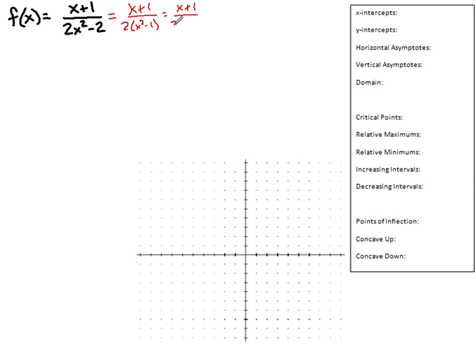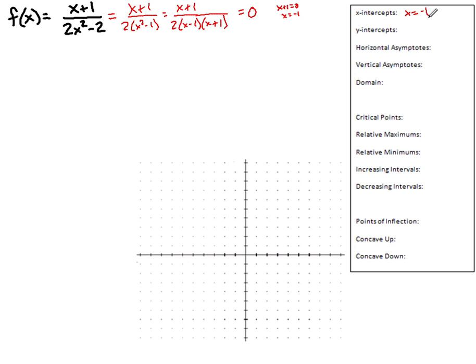In this case, we're going to have a difference of squares after I factor out that 2, which will give me a perfect difference of squares of x minus 1, x plus 1. To find the x-intercepts, I'm going to take this fraction now and set it equal to 0. When I do that, I should get just the top equals 0, so x plus 1 equals 0. That means x equals negative 1 would be the only x-intercept.